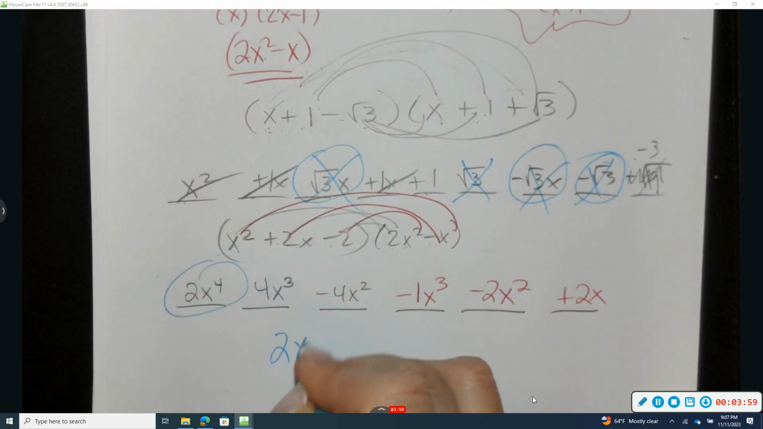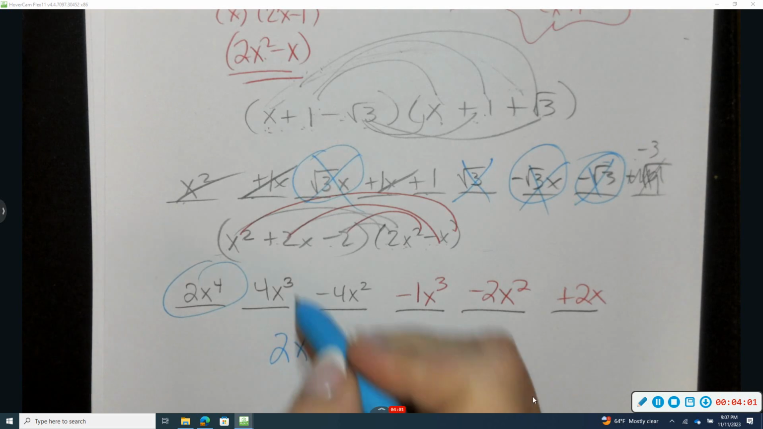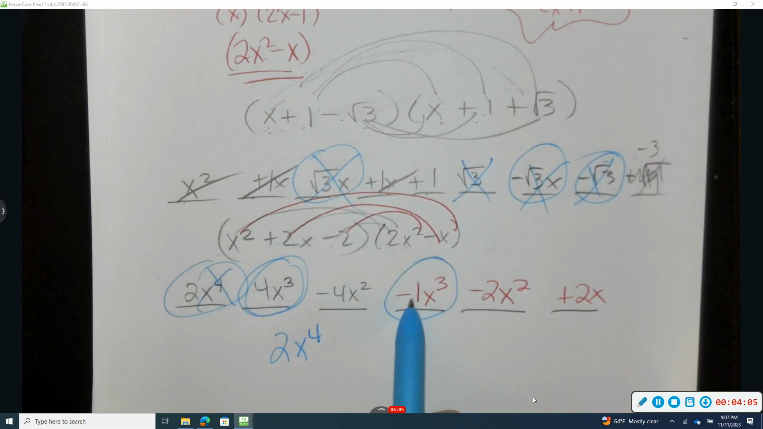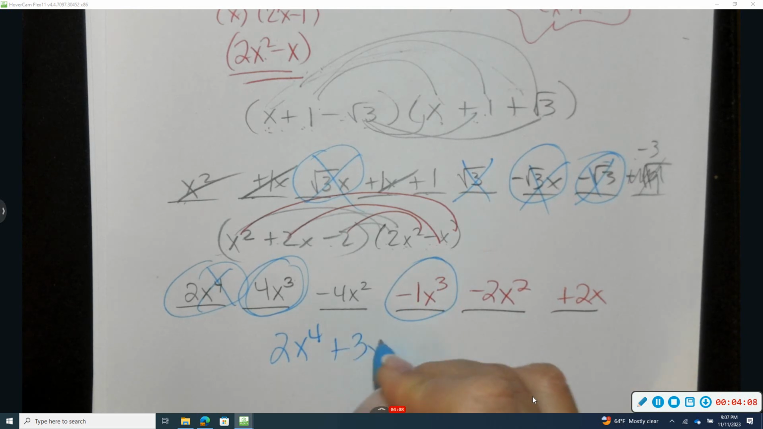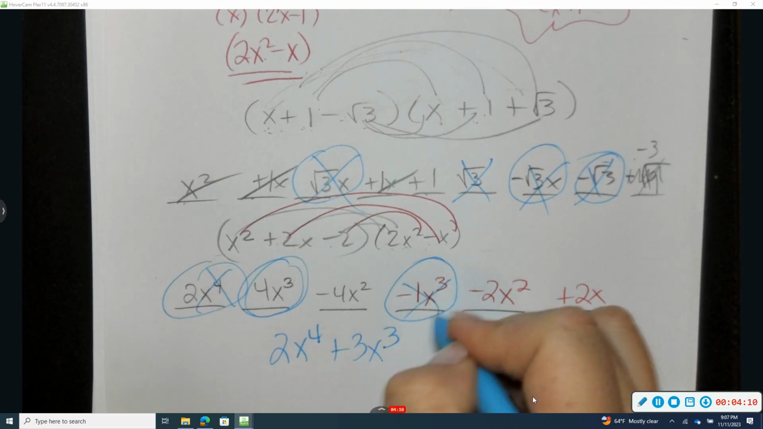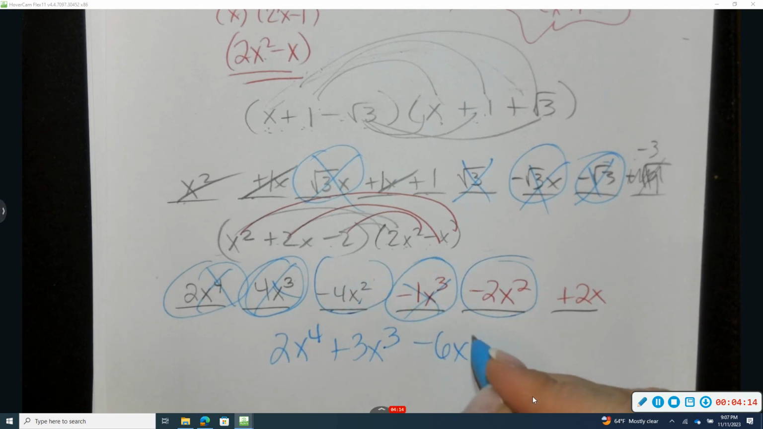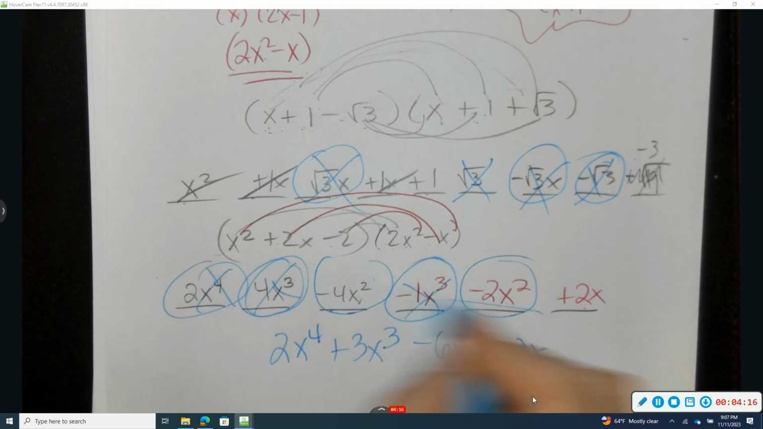So 2x to the 4th, there's no other term. Now we do have a couple here. So 4x cubed minus 1x cubed is a positive 3x cubed. Negative 4x squared and negative 2x squared combined to negative 6x squared plus 2x.